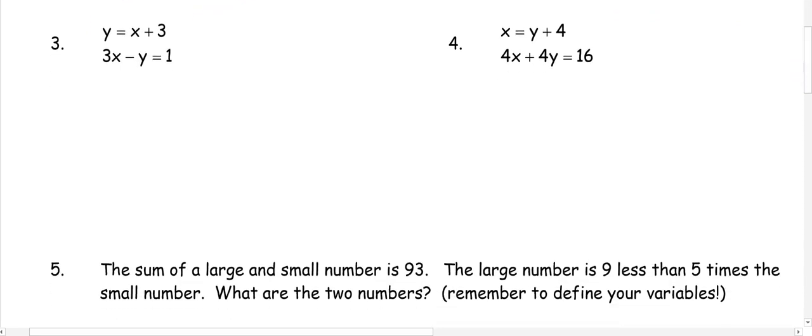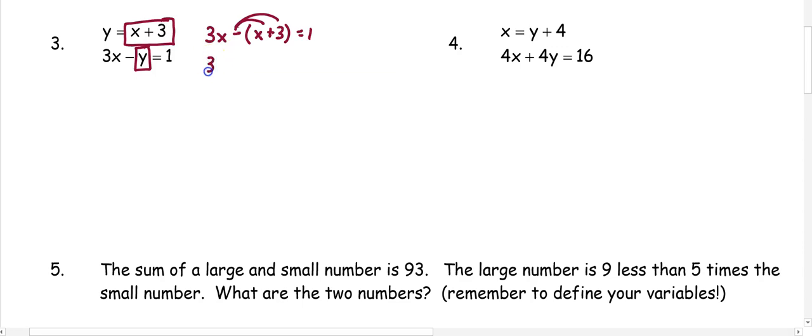Number 3, we have y equals again. So we're going to box what y is equal to, and we're going to substitute it for y in the other equation. So we have 3x minus parenthesis x plus 3 equals 1. In order to solve for x, the first step is we're going to distribute this negative sign because that's what's touching the parenthesis.